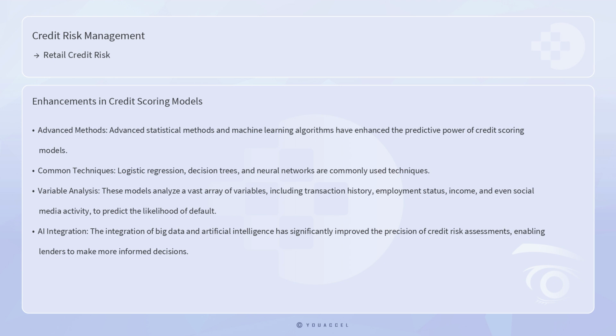Advanced statistical methods and machine learning algorithms have enhanced the predictive power of credit scoring models. Logistic regression, decision trees, and neural networks are commonly used techniques. These models analyze a vast array of variables, including transaction history, employment status, income, and even social media activity, to predict the likelihood of default. The integration of big data and artificial intelligence has significantly improved the precision of credit risk assessments, enabling lenders to make more informed decisions.